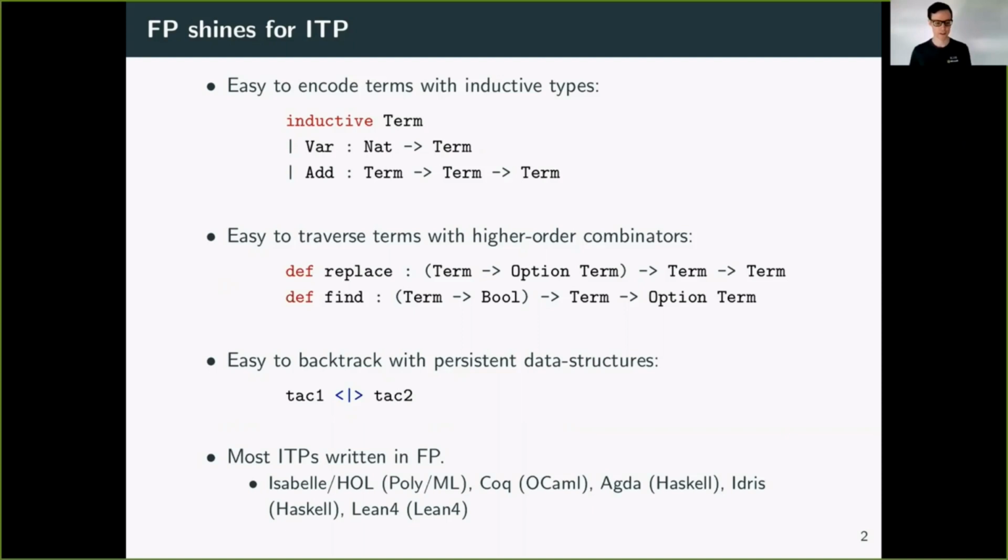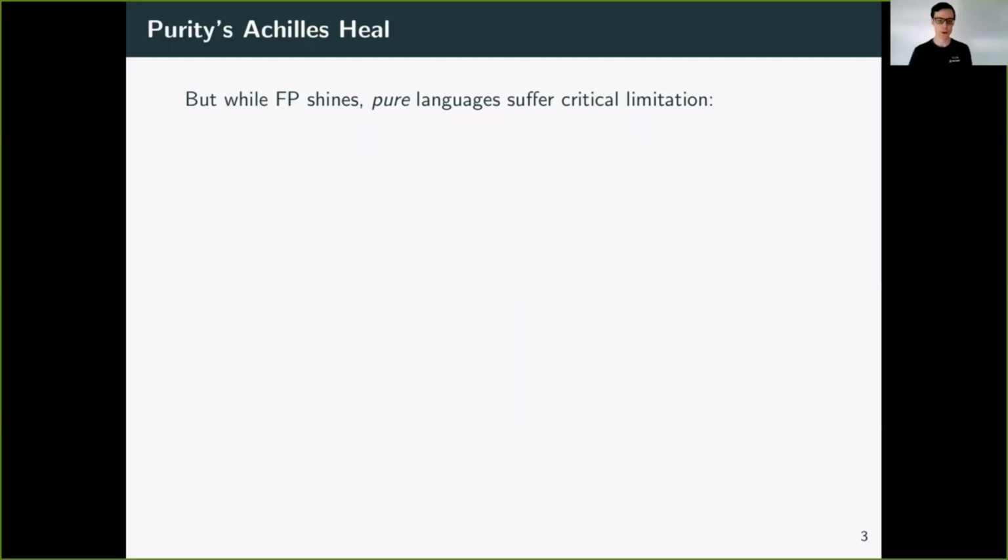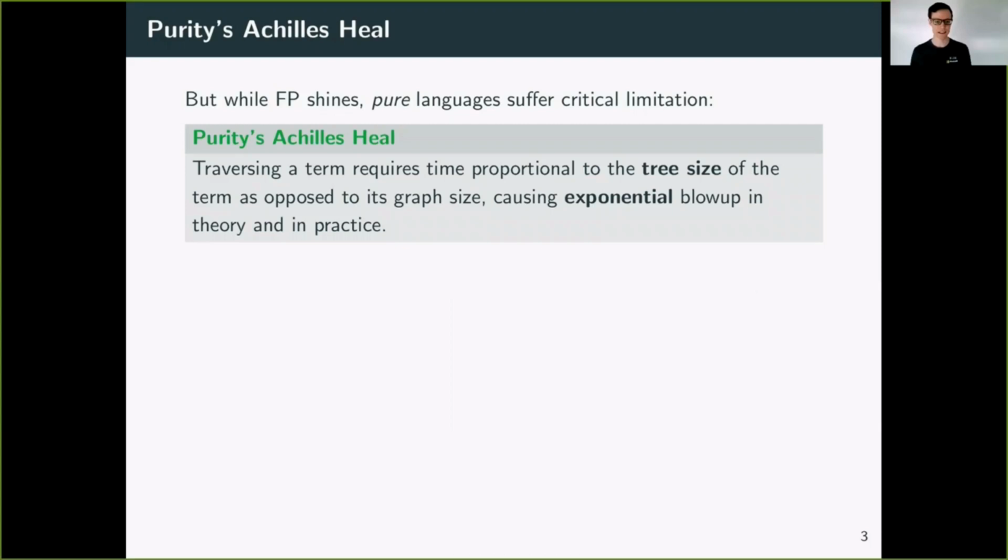So Isabelle's kernel is written in PolyML, Coq is written in OCaml, Agda and Idris are written in Haskell, and Lean 3 was written in C++ at great spiritual cost, but Lean 4 is being rewritten in Lean 4 itself, which is a functional programming language. But while functional programming shines in this domain, pure languages suffer a critical limitation that we call purity's Achilles heel, which is that traversing a term requires time proportional to the tree size of the term as opposed to its graph size, which causes exponential blowup in theory and in practice.